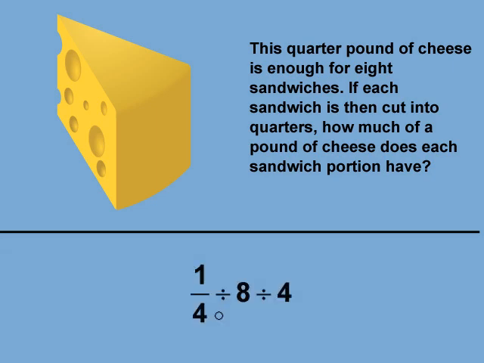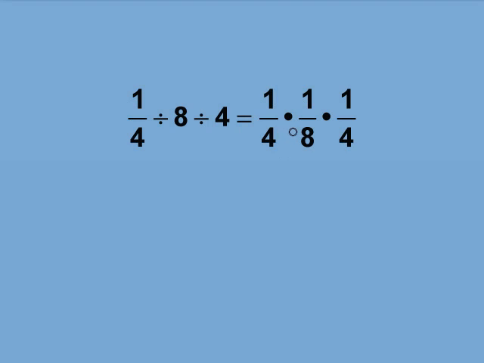This expression represents the weight of the smallest slices of cheese: 1/4 divided by 8 divided by 4. We rewrite the division statements as multiplication by reciprocals. Since there are no common factors greater than 1 between any numerator-denominator pairs, then multiply the denominators. The result is 1 over 128.